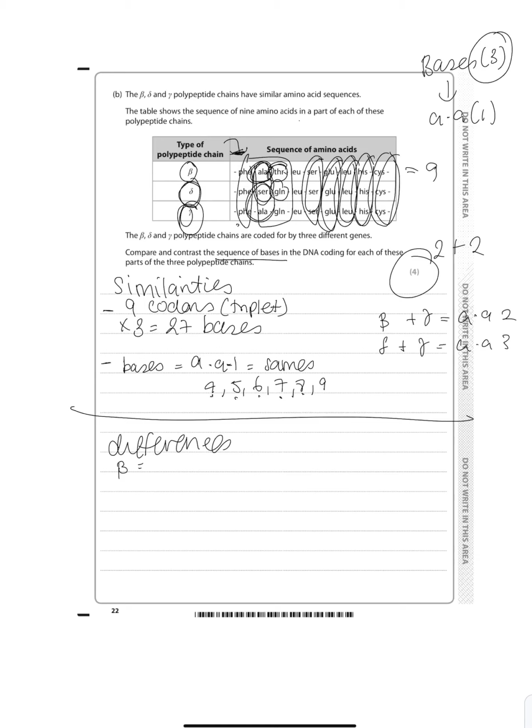And for the final mark, well, we know that the code is degenerate. And so actually more than one type of triplet codon will code for the same amino acids. So actually, for phenylalanine, you can have UUU or UUC. So this doesn't tell you the bases of DNA, it will just tell you the amino acids. And so actually, they might not have the same bases, but they'll have the same amino acids. And so that's a difference, which is right there.